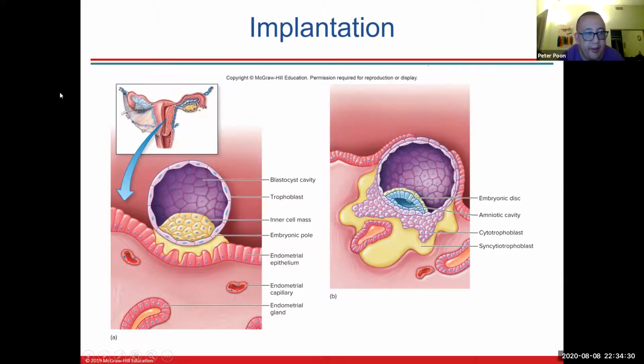So right here, you bury yourself in. See these two lines right here, this yellow line and the blue line? That is you. The rest of that is either going to get destroyed or turn into the placenta and other embryonic structures like the yolk sac, etc. But the only thing that's actually you is these two lines.